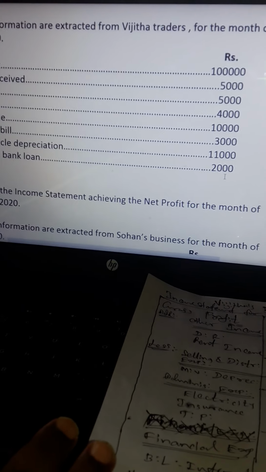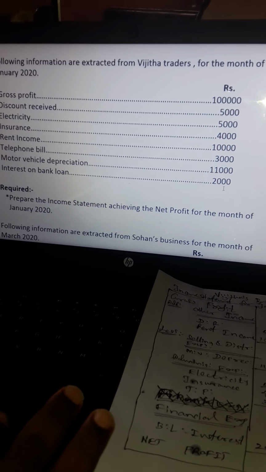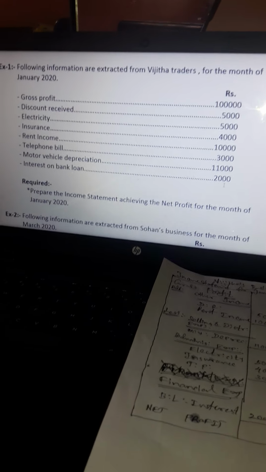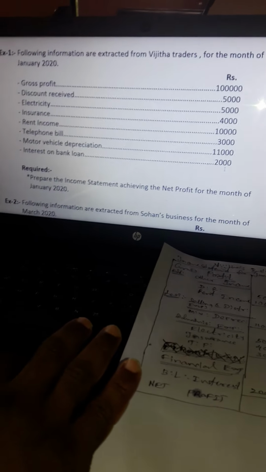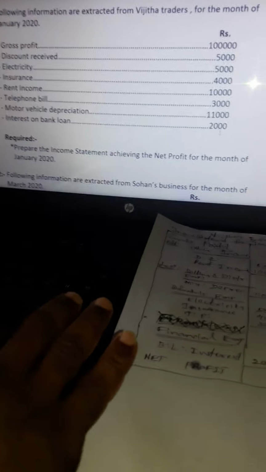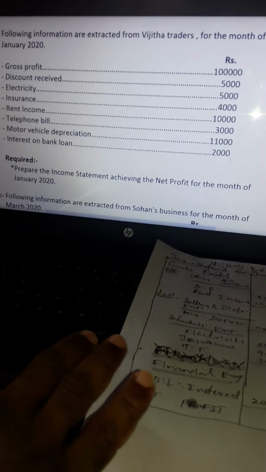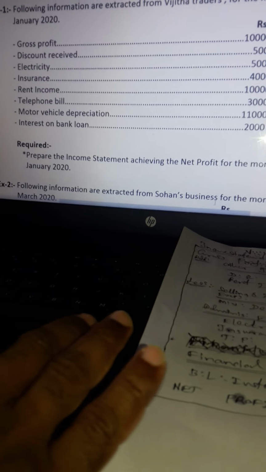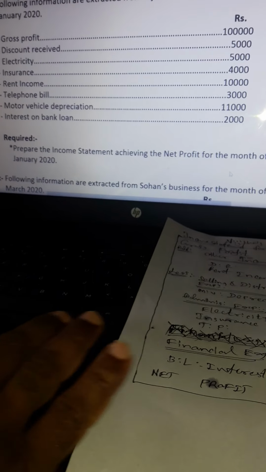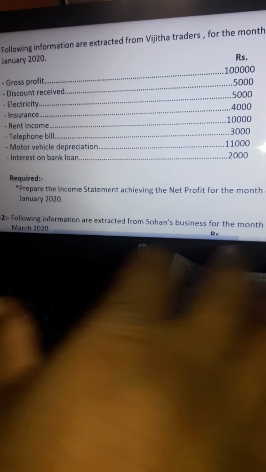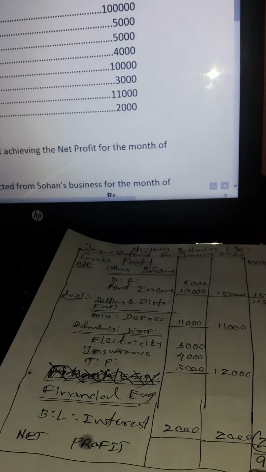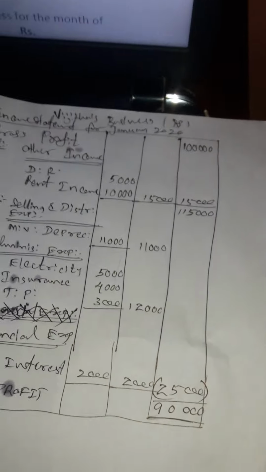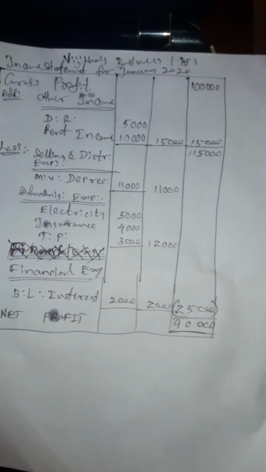there will be the headings also: selling and distribution, administrative, financial, and others. So we have to keep not 8, but at least about 15 rows. With a space of 15 rows, we have to assume and prepare the income statement in this manner: the income statement of the business for January 2020.